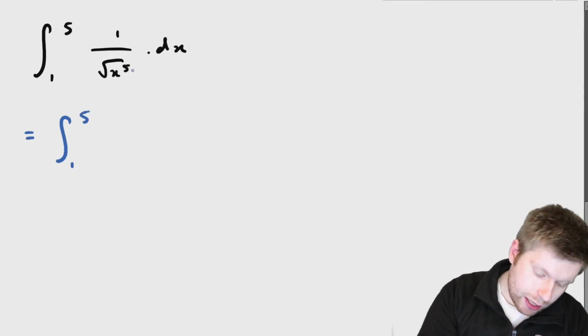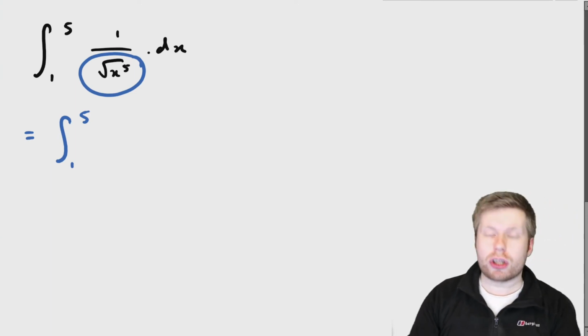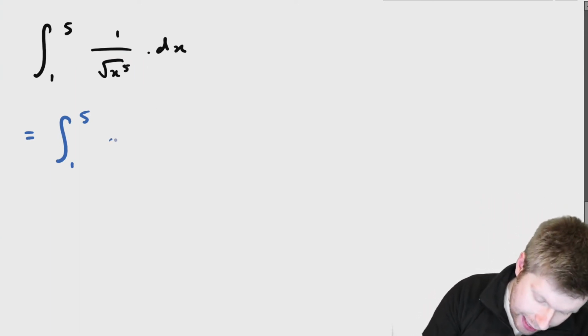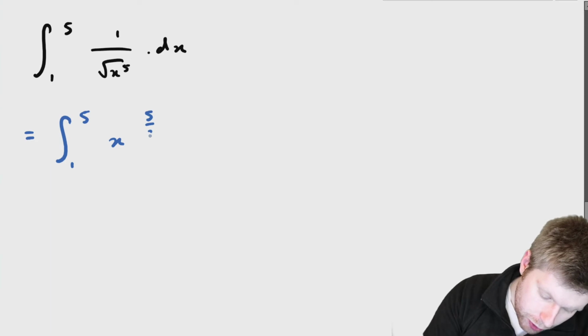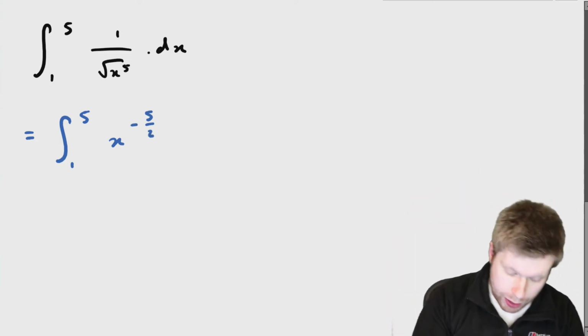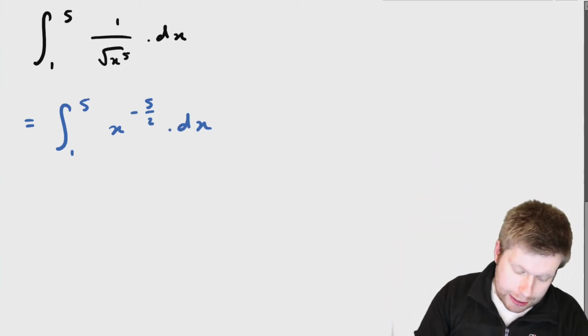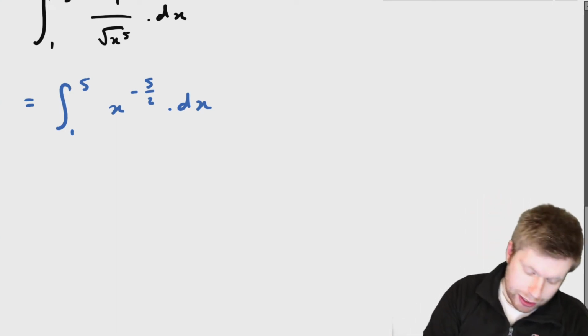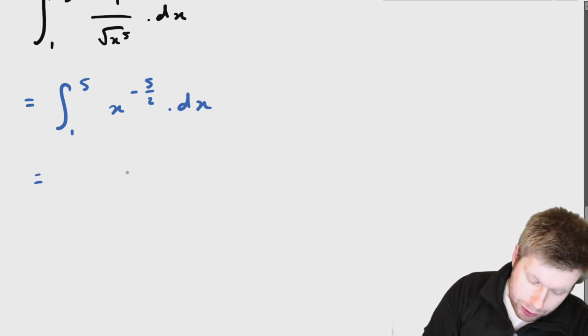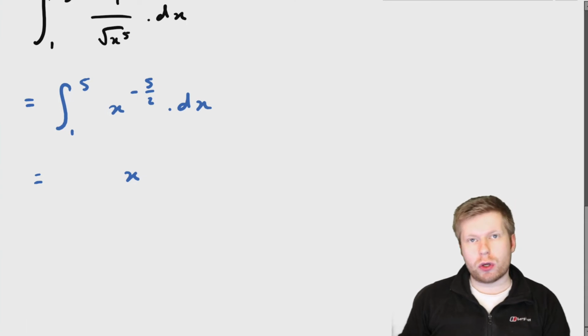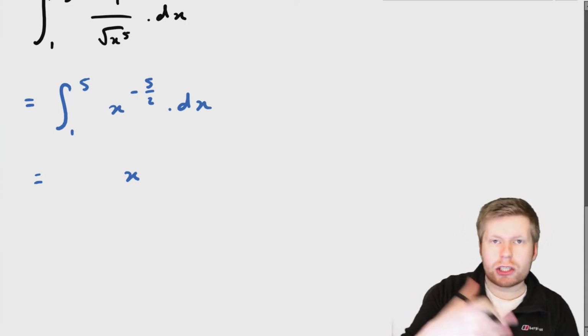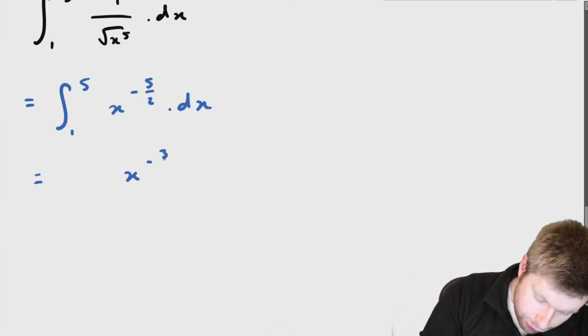I'm going to write root x to the power of 5 as x to the 5 over 2, but I'm going to make it negative because it's 1 over. And I'm going to integrate that with respect to x. Okay, so just remember the process to integrate something. I first of all need to add 1 to the power. So if I take negative 5 over 2, add 1, which is effectively the same as adding 2 over 2, I get negative 3 over 2.